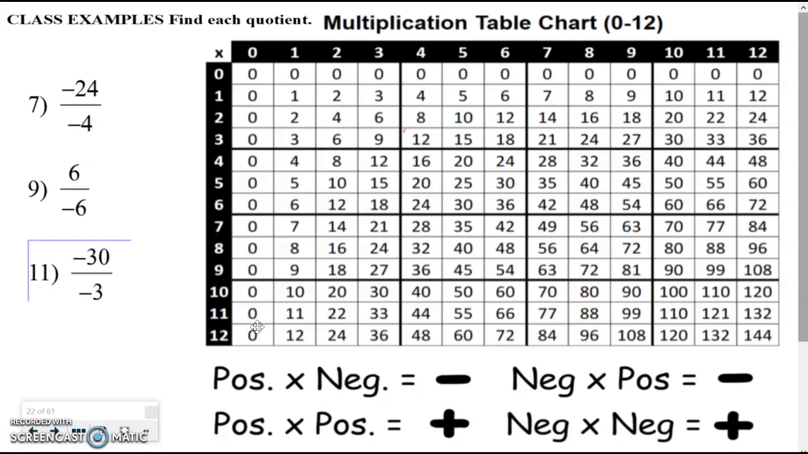So first thing you want to do is take a look at your signs and see what you got. So in this first case, we got two negatives. And a negative times a negative is a positive, so I have positive. Now we're going to divide.